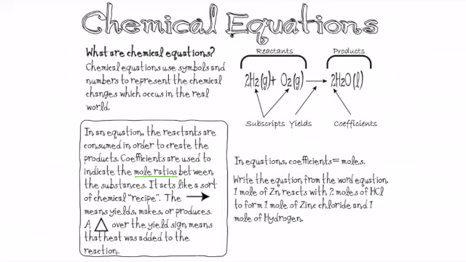Write an equation from the word equation. 1 mole of zinc reacts with 2 moles of HCl to form 1 mole of zinc chloride and 1 mole of hydrogen. So this tells us our balance numbers, or our coefficients. So zinc reacts with, means plus, 2 HCl to form 1 mole of zinc chloride plus 1 mole of hydrogen. Remember that hydrogen is a diatomic element.